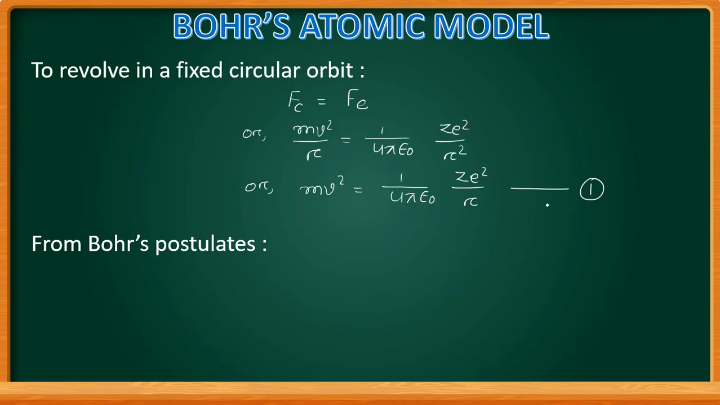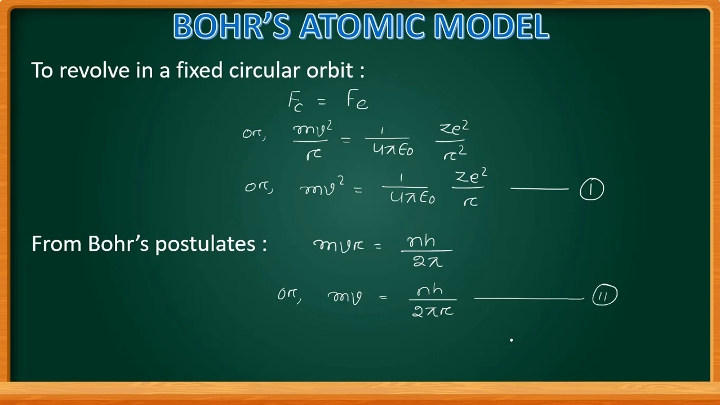After that, from Bohr's postulate, the angular momentum L is an integral multiple of h by 2 pi, that is mvr equal to nh by 2 pi, where n is the principal quantum number, or you can say orbit number. n starts from 1: for the first orbit n equal to 1, for the second orbit n equal to 2. h is Planck's constant, m is the mass of the electron, v is the velocity of the electron, and r is the radius of the circular path. From this we get mv equal to nh by 2 pi r. Let this be equation 2.